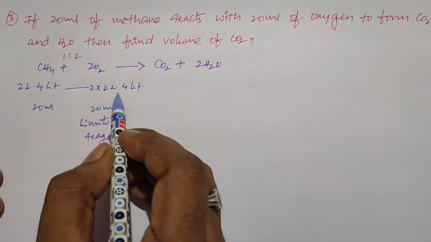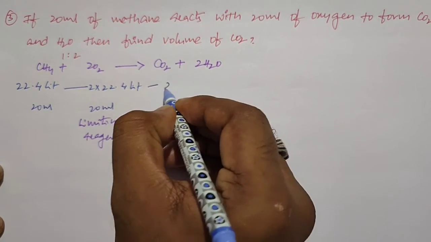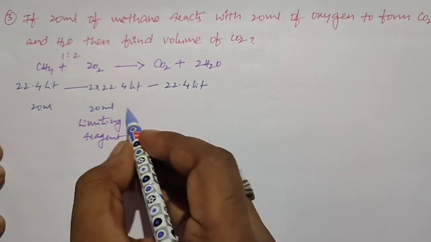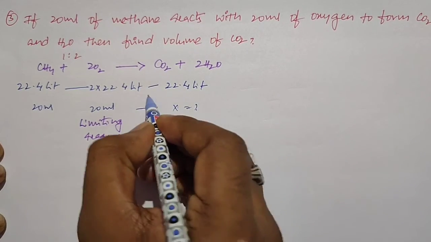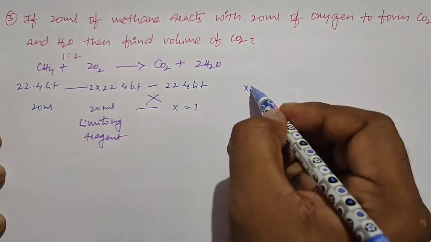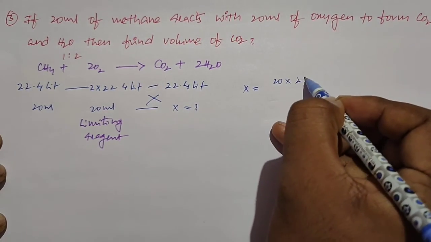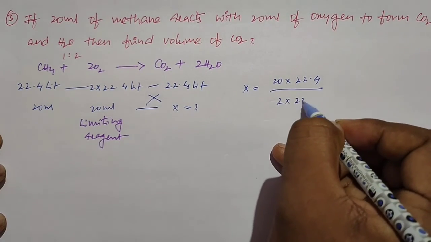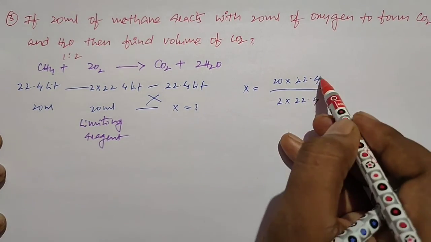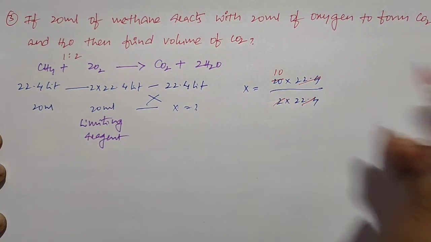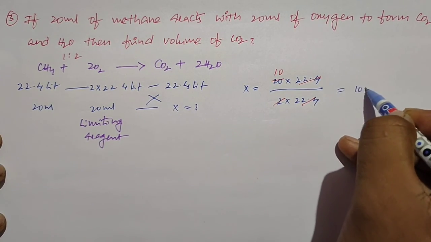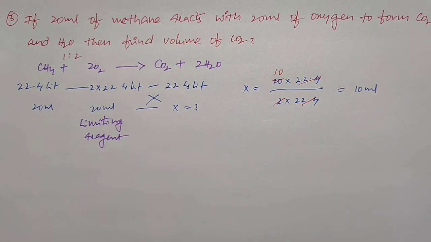As per the reaction, 2 into 22.4 liters of oxygen can produce 22.4 liters of carbon dioxide. For 20 ml, how much volume of carbon dioxide can be formed? Taking it as x, do the cross multiplication: x is equal to 20 into 22.4 by 2 into 22.4. The 22.4 and 22.4 will be cancelled, and 2 will be cancelled for 10 times. Then we get the volume of carbon dioxide as 10 ml. So there are some more problems based on the limiting reagent. Okay students, with this, stoichiometric calculations and the entire mole concept can be completed.